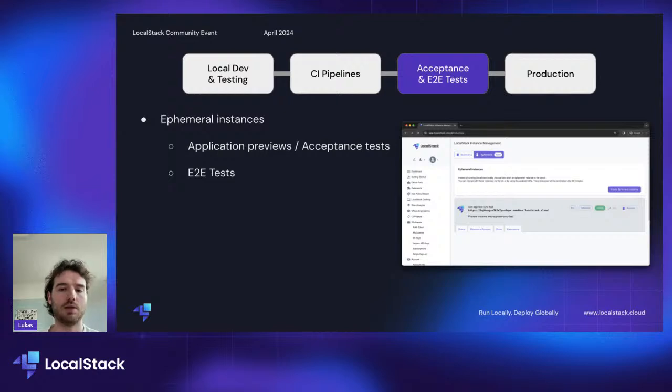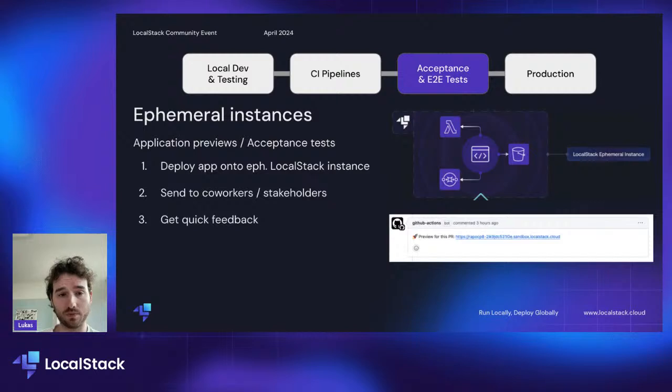We basically create a publicly accessible instance of LocalStack and can then do two things with that. One of them is the application previews / acceptance tests, and the other are end-to-end tests. So for application previews, what we do is very elaborately put here. First, deploy the app onto the instance. So both the front end and the back end are deployed onto LocalStack.